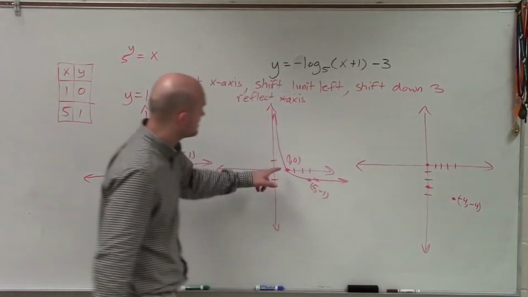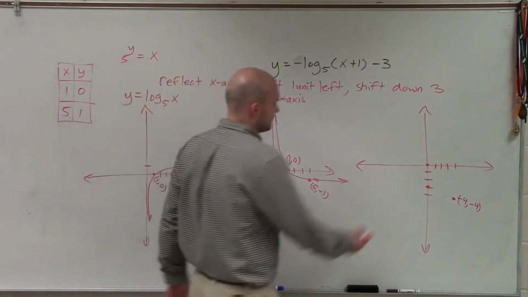And then this point is, again, shifted 1, so it would be at (0, -3). Perfect.